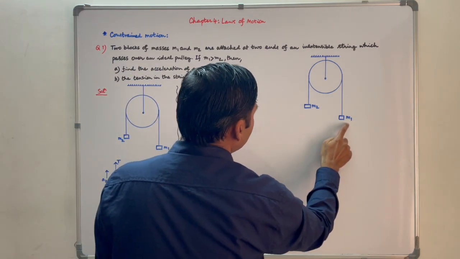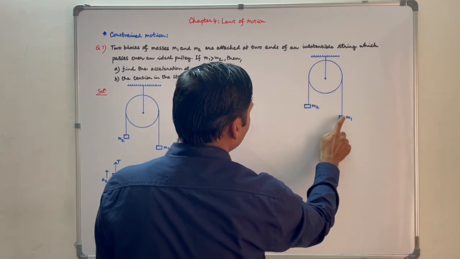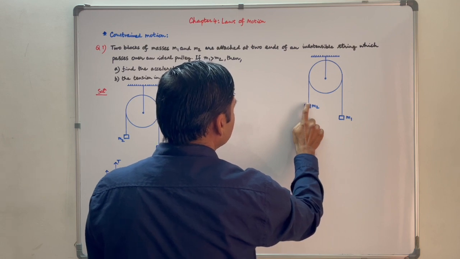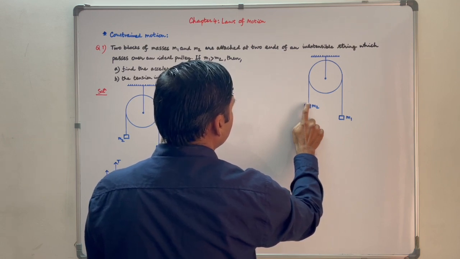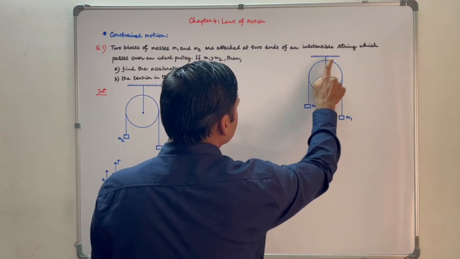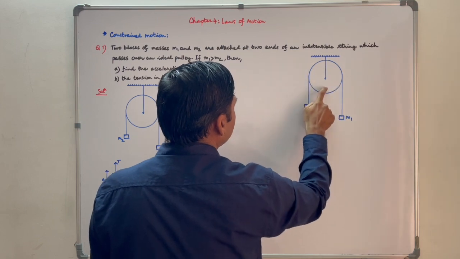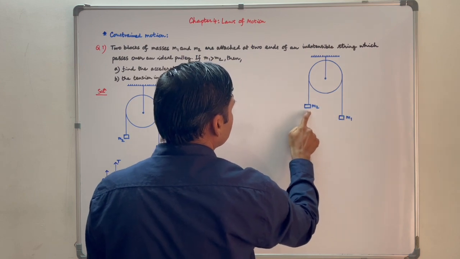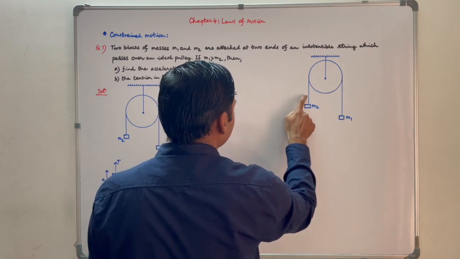Two blocks m1 and m2 are attached to two ends of a string which is light and inextensible. Light means we don't have to consider its weight, and inextensible means its length is fixed. It doesn't change. This string is passing over an ideal pulley. Ideal pulley means it is massless and frictionless. We have to figure out the acceleration of these blocks and the tension in this string.